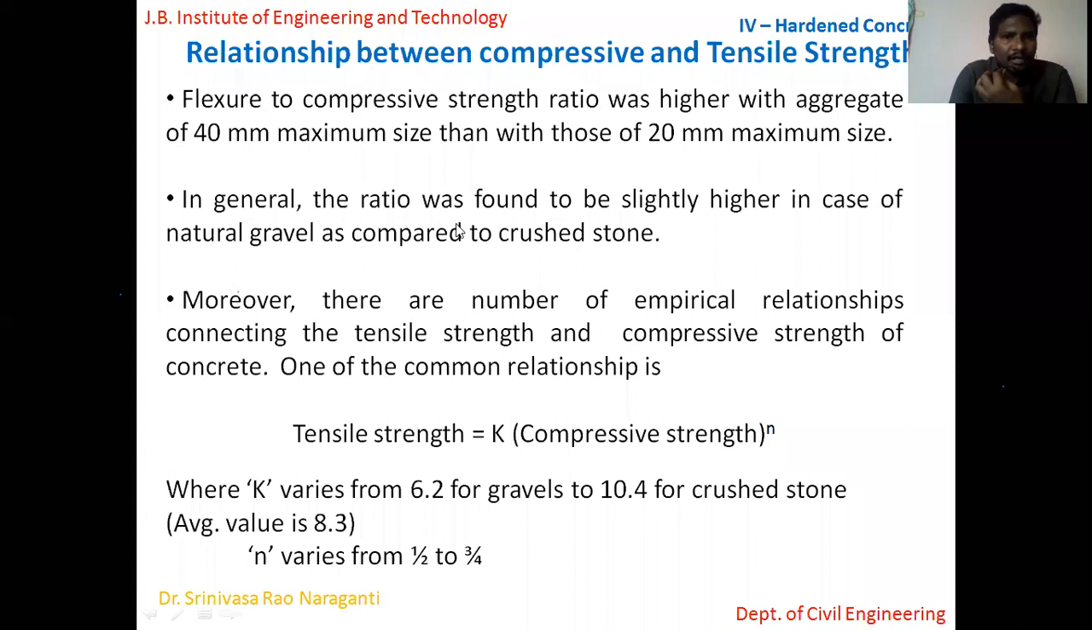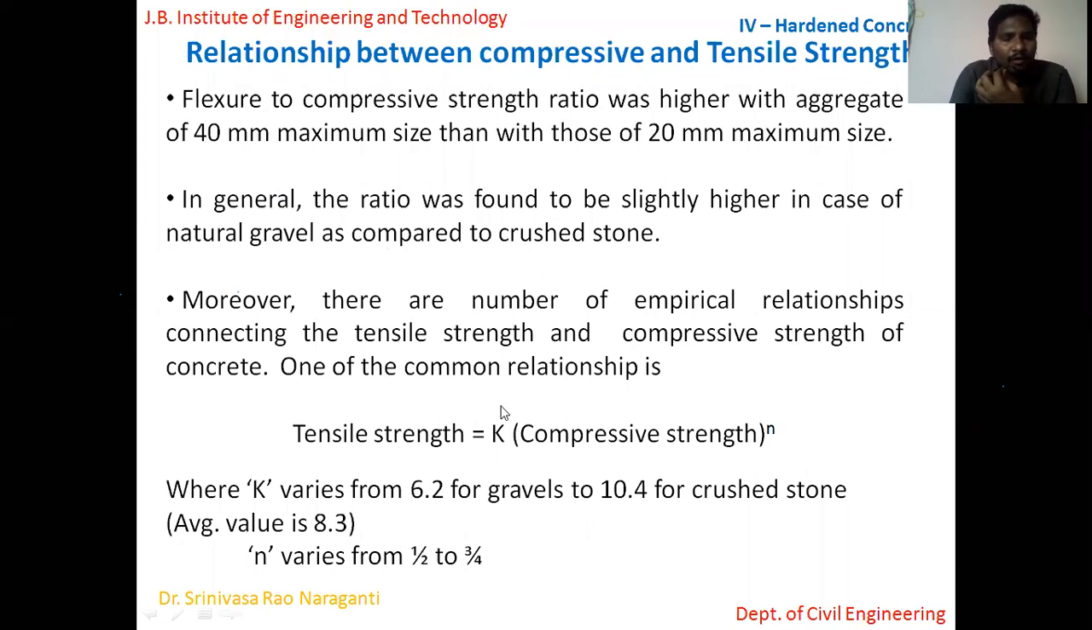In general, the ratio was found to be slightly higher in case of natural gravel. If you use natural gravel, then usually the ratio between flexure to compressive strength, that means more of a tensile strength, you will find when you use natural gravel as compared to crushed stone. This is one more inference we can draw from the research studies, based on the type of aggregate we are using.